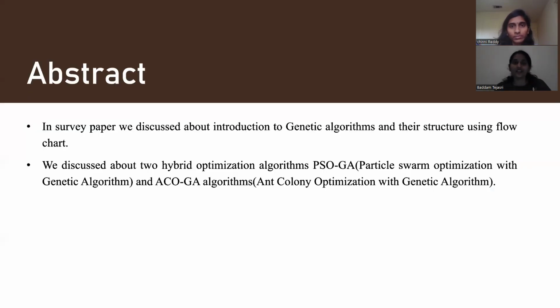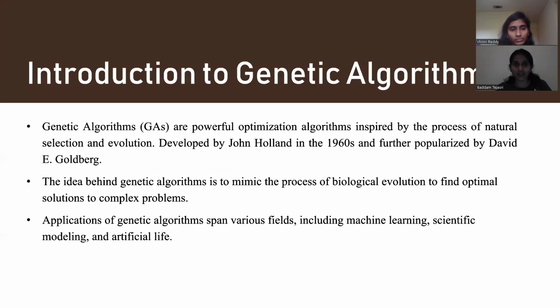In the survey paper, we discussed the introduction of genetic algorithms and their structure and functionality using a flowchart. We also discussed two hybrid optimization algorithms, PSO-GA and ACO-GA, their time complexities, their claims, their future work that needs to be done, and their algorithms. We discussed all this in our survey paper.